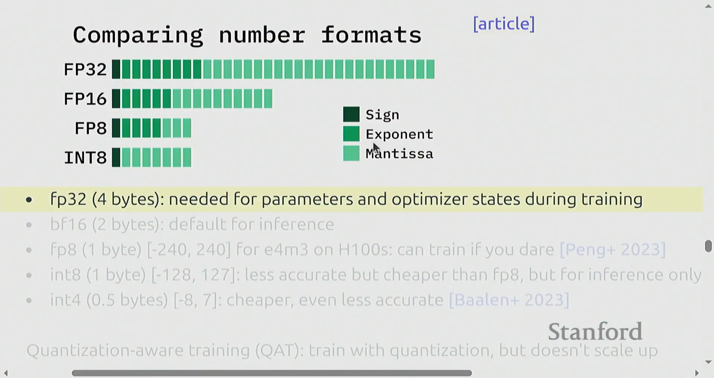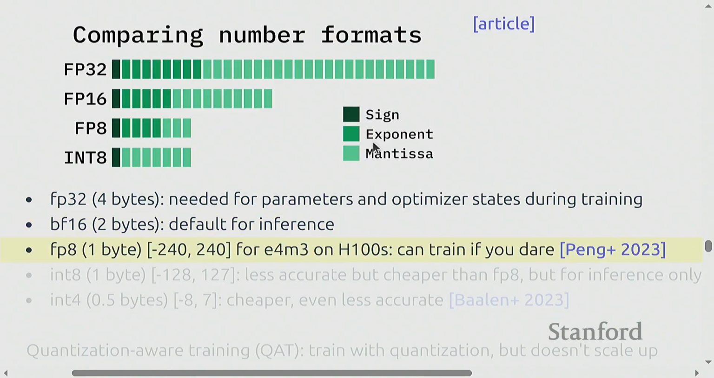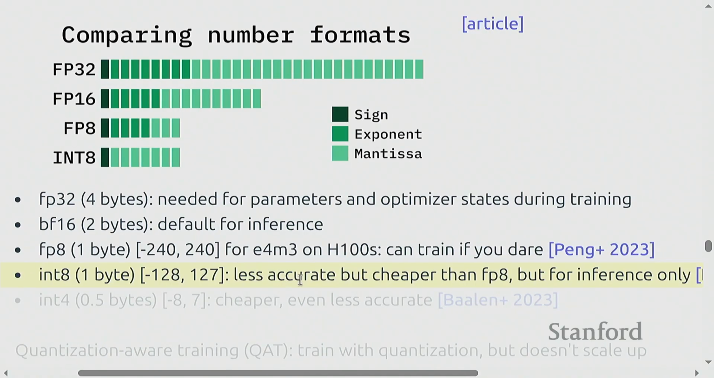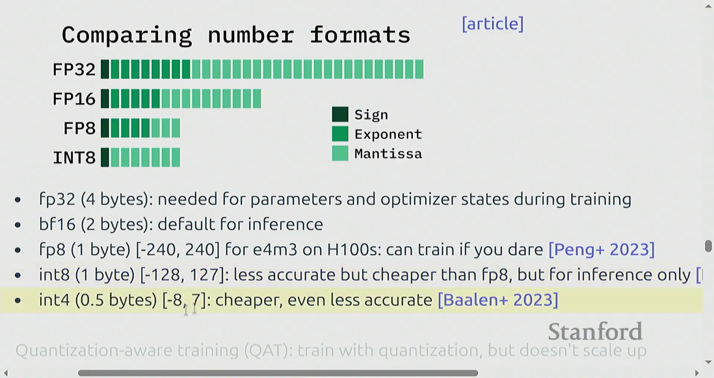formats, FP32 is used for training, not really used for inference. BF16 is sort of the default for inference. You can go down to FP8 or int8, which is less accurate but much cheaper. People do a bunch of inference in int8, which, if you look at the range, is an integer between negative 128 and 127. It's pretty low precision. And people are even going down to int4, which is very low.